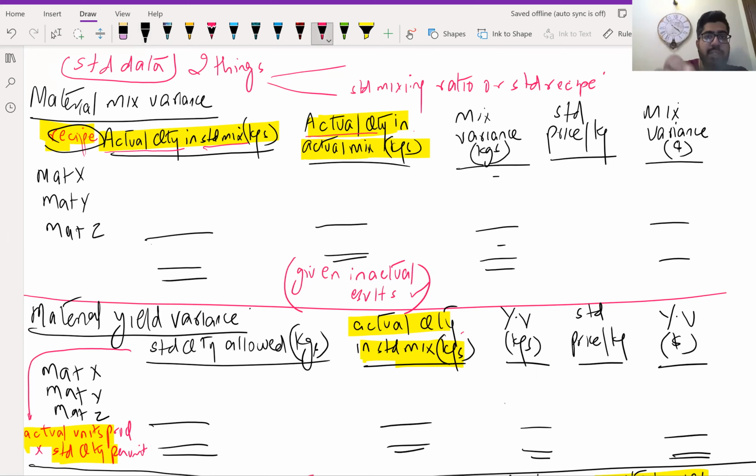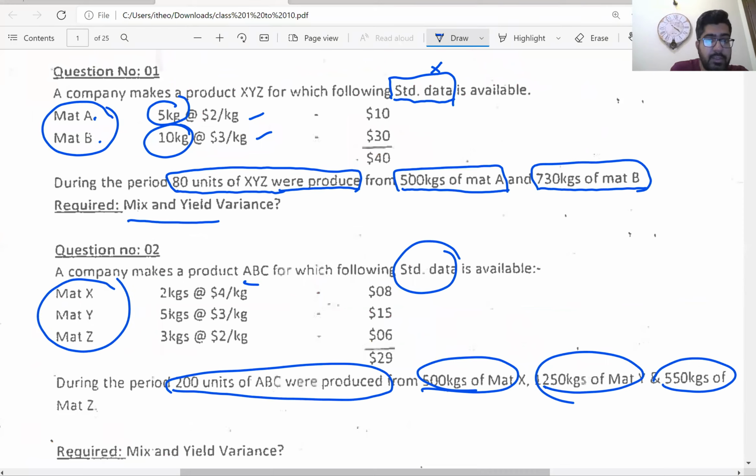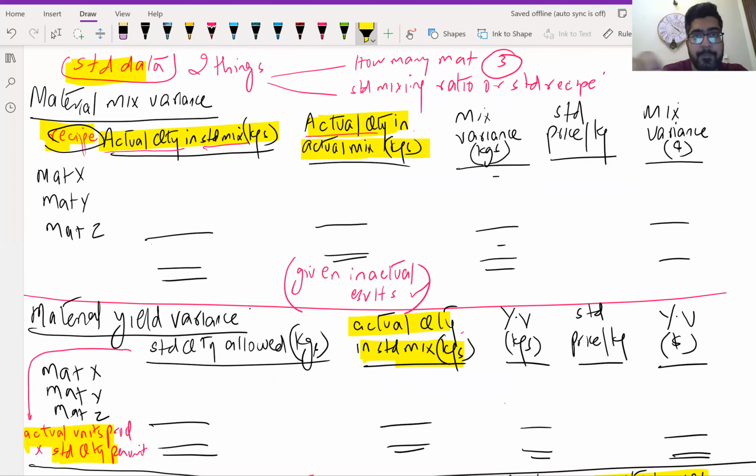Now, before starting the question, I've told you that from the standard data you have to extract 2 things. How many materials are there? 3. And what is the standard mixing ratio, the standard recipe? Look at the standard data: the standard mixing ratio recipe is 2 kgs, 5 kgs, 3 kgs. You must extract this from the standard data in order to understand it properly: 3 materials, and the standard recipe of 2 kgs, 5 kgs, 3 kgs.